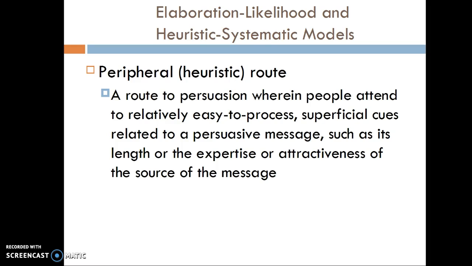So with the peripheral route, attractiveness can actually be a very convincing cue. So the attractiveness of the presenter could influence a person to be persuaded in a certain direction. It can be the actual physical attractiveness, or it can be that the speaker uses humor or other cues that are attractive.